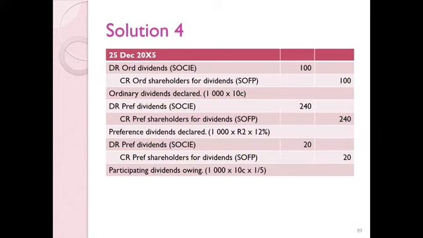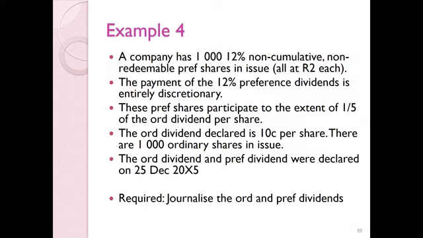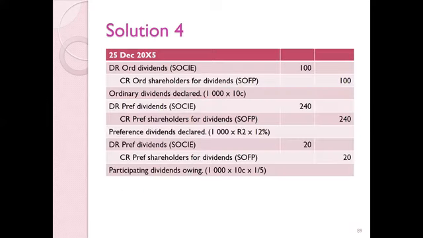Okay, we then work on our fixed preference dividend. Our fixed preference dividend is going to be based on the coupon rate. How do we work out preference dividends? We take the number of shares, which is 1,000 shares, times the value, R2 each, times the coupon rate of 12%. That then gives us a preference dividend of 240 Rand. We debit our preference dividends, which is going to be a reduction of retained earnings, and credit preference shareholders for dividends.